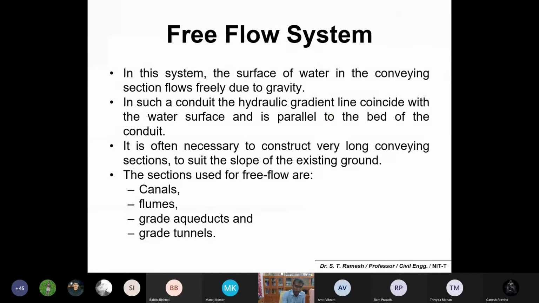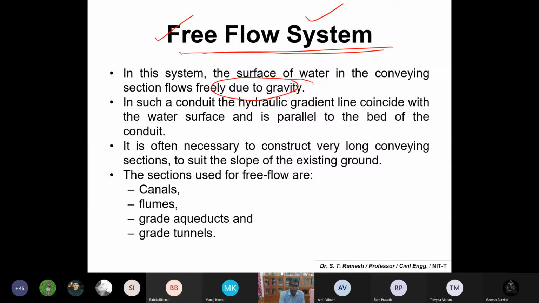Based on this, you can have two different systems. Number one, a free flow system. This is very simple. The surface water is conveyed in a section that flows freely due to gravity. Please make a note that a free flow system corresponds to water conveyance by the simple action of gravity.